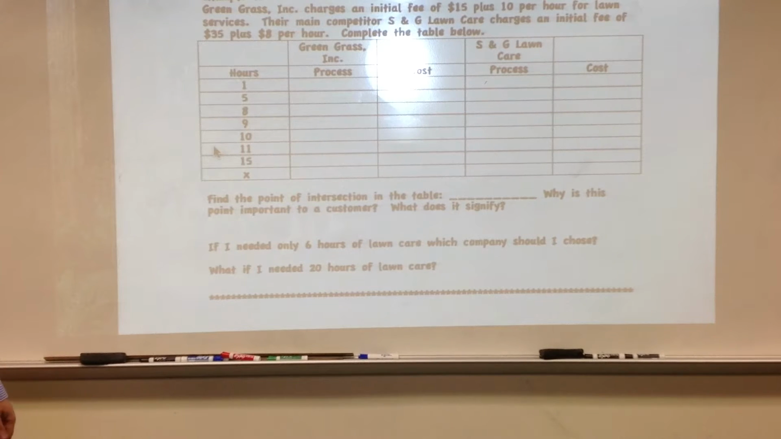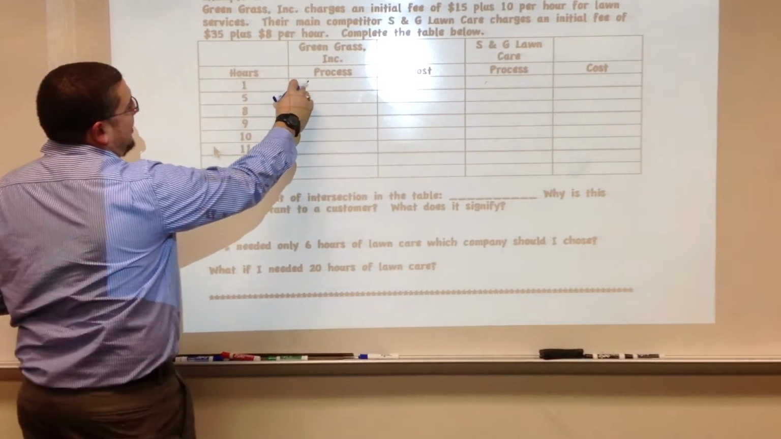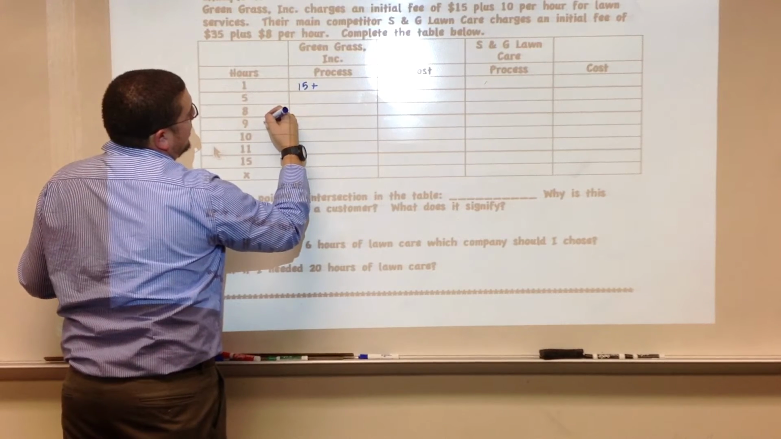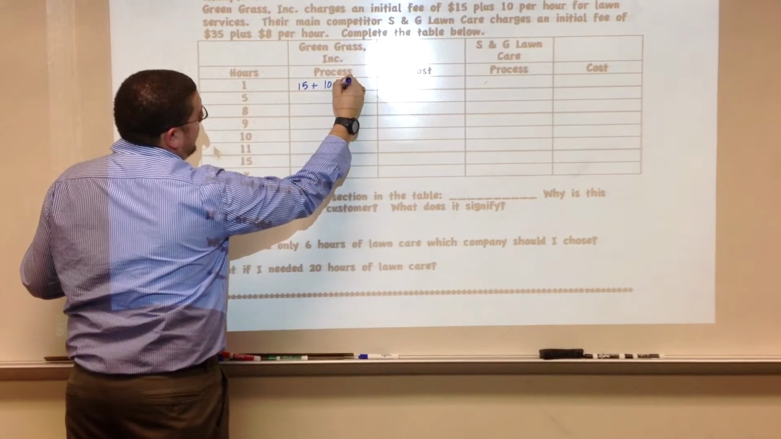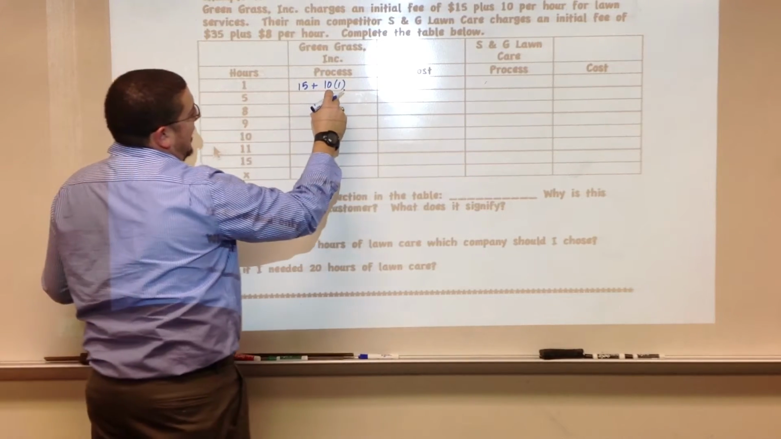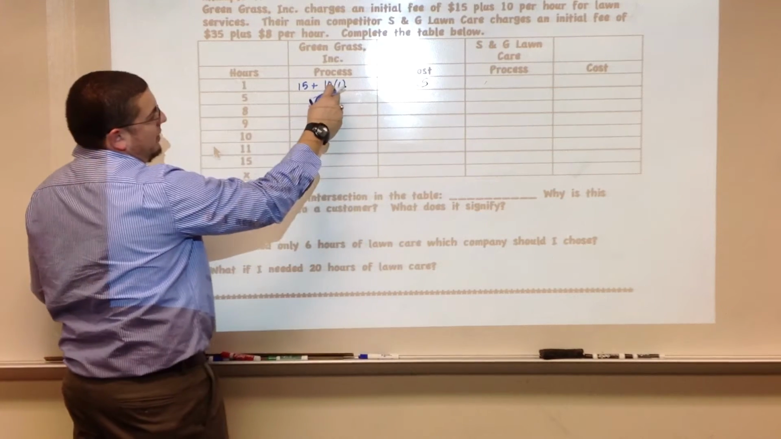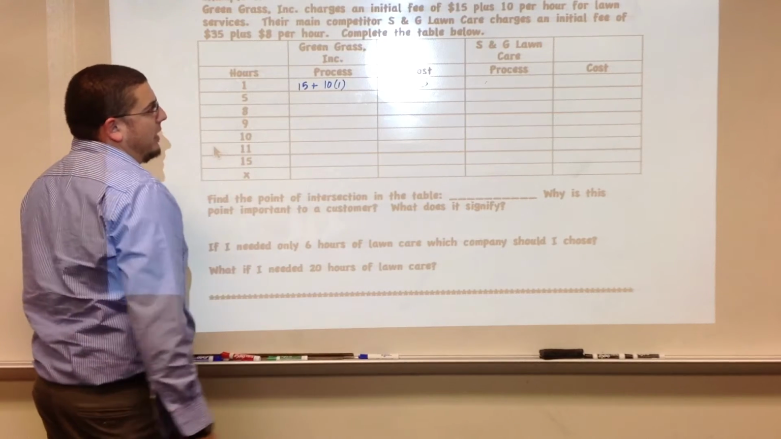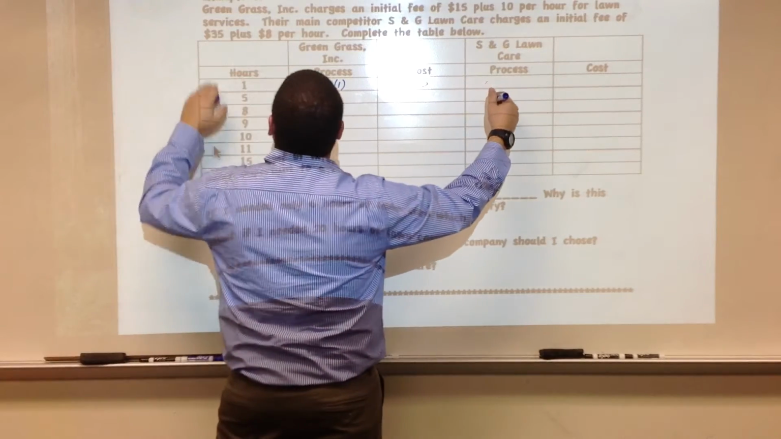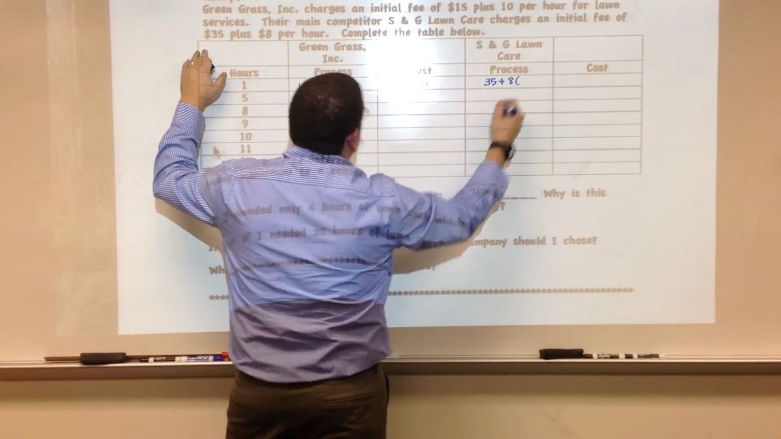Okay, so what we do is this. We know for hour 1, the Greengrass Company, it's $15 plus $10 per hour, so 10 times 1 because there's 1 hour. Our cost then would be 10 times 1 is 10 plus 15 is 25, right? On the other side of that, the competitor S&G, they do $35 plus $8 per hour. In this case, we're doing 1 hour.